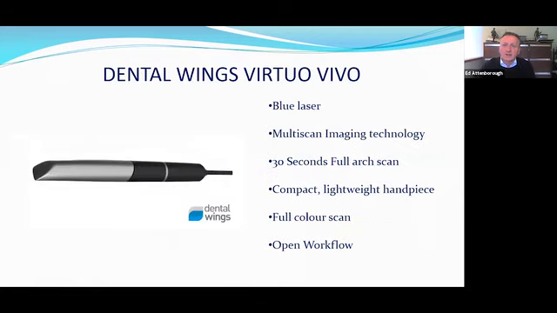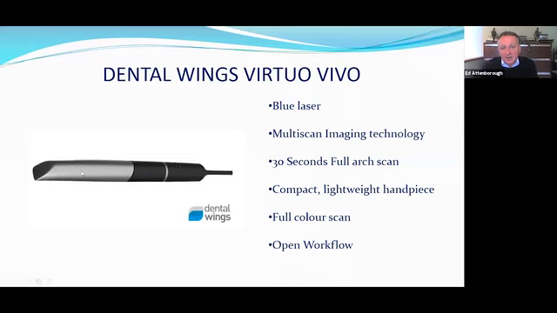The Dental Wings Virtuo Vivo is owned by Straumann now. This is one of the smallest, most compact handpieces on the market. It uses blue laser technology, but it records in full color. It uses a multi-scan imaging technology, like we discussed before, where it'll scan accurately with a blue light, and then it'll record color in a white light. 30 seconds for a full arch scan.